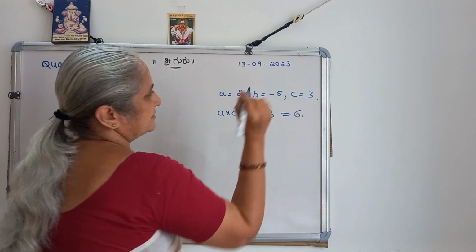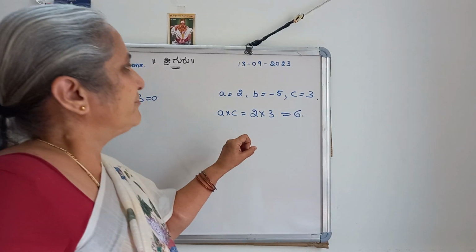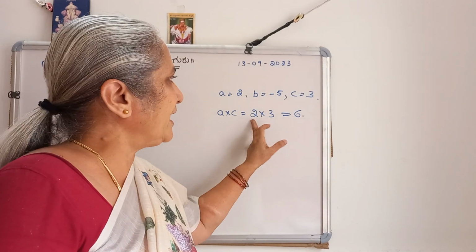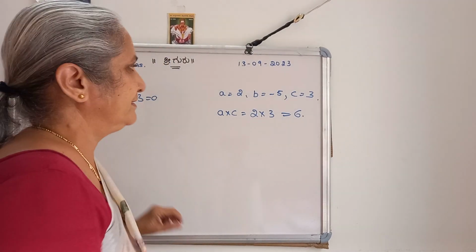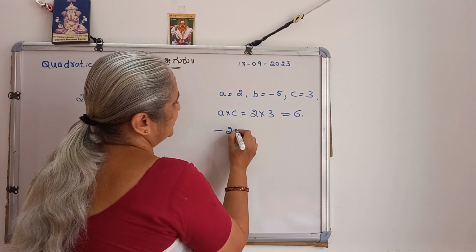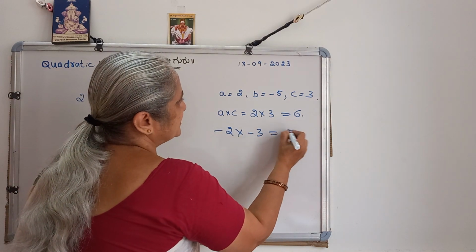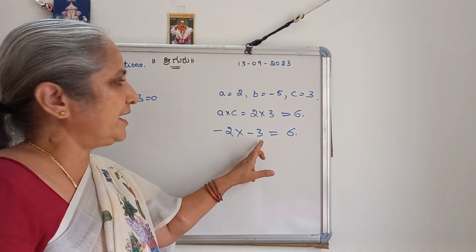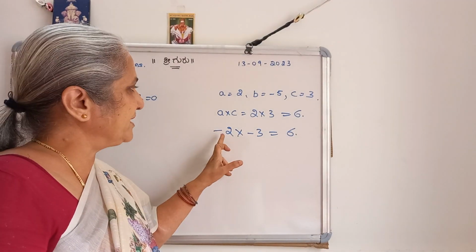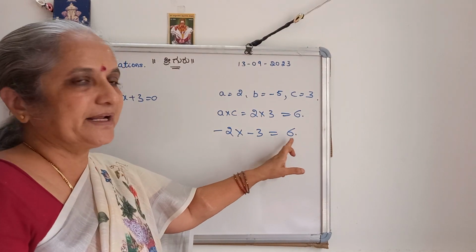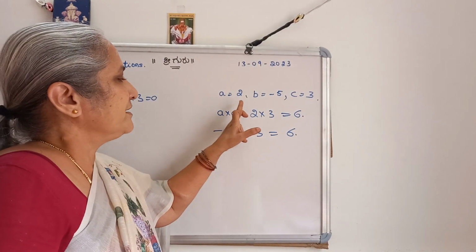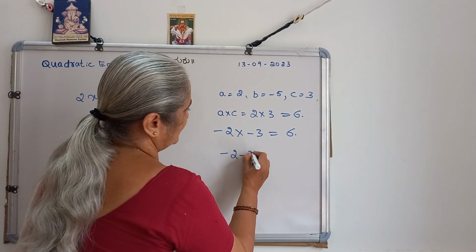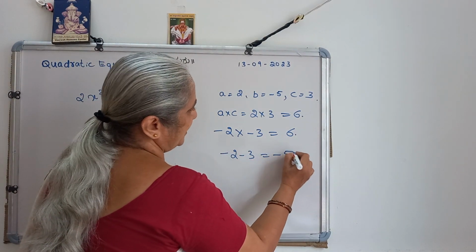a into c is equal to 6. Now find the factors of 6 in such a way that if you add them, you get minus 5. Minus 2 into minus 3 is also 6. Factors of 6 are minus 2 and minus 3. If you multiply minus 2 into minus 3, you will get plus 6. And if you add minus 2 and minus 3, you will get minus 5.